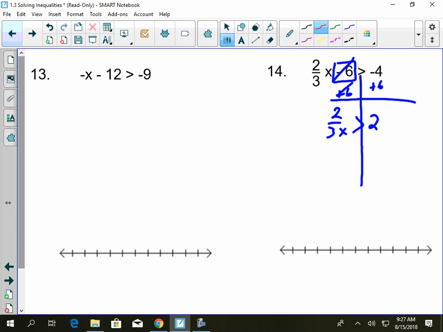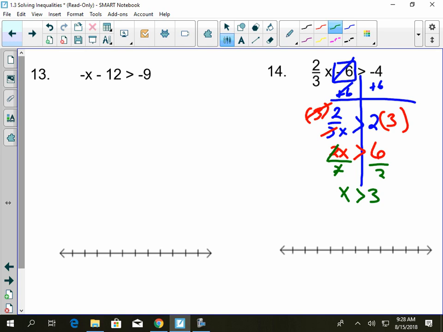Now I multiply both sides by what? 3. Your 3's cancel. 2x is greater than 6. Did I multiply or divide by a negative? No. Inequality stays the same. Now what do? Divide both sides by 2. The 2's cancel. X is greater than 3. Did I multiply or divide by a negative? Your inequality stays the same. So if you learn these steps and just slow down and do one step at a time, this becomes very easy.